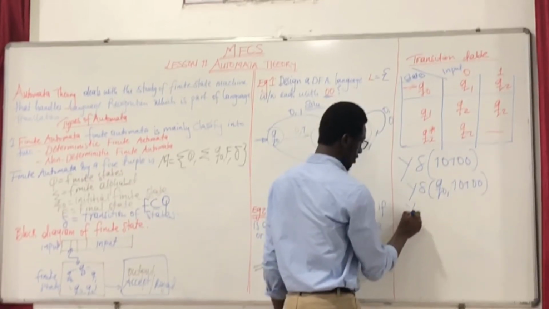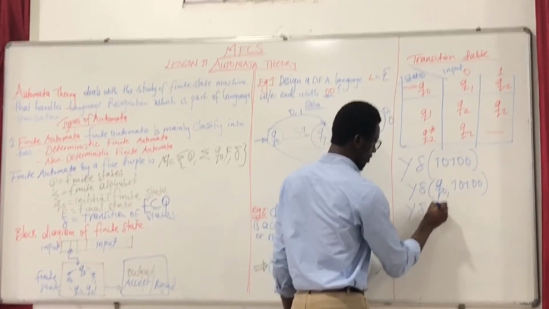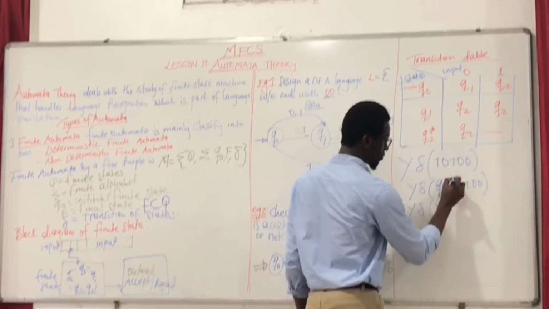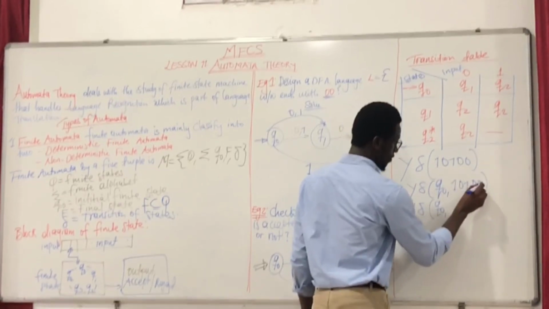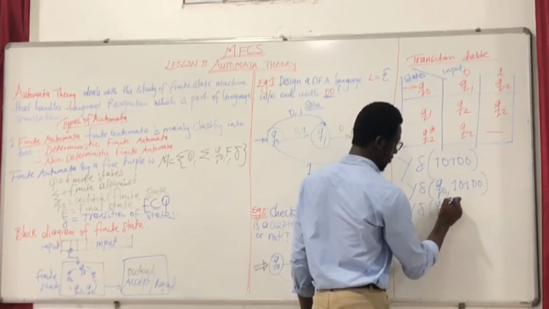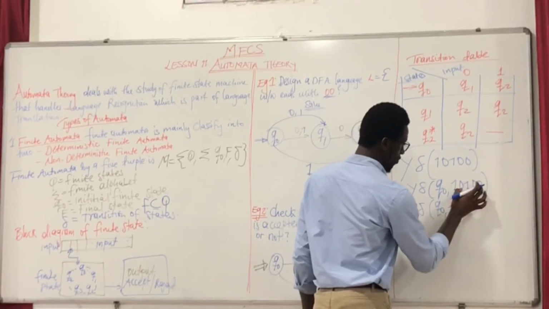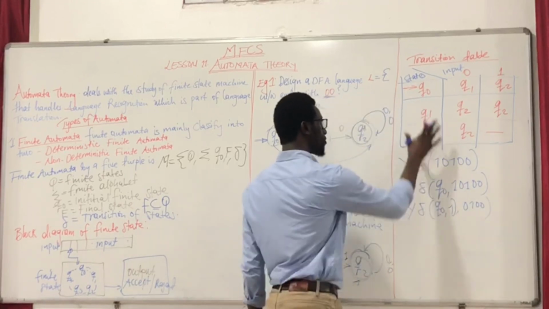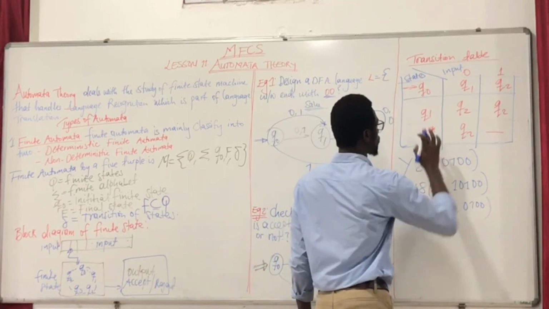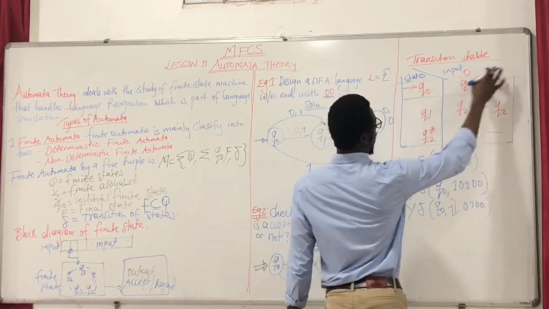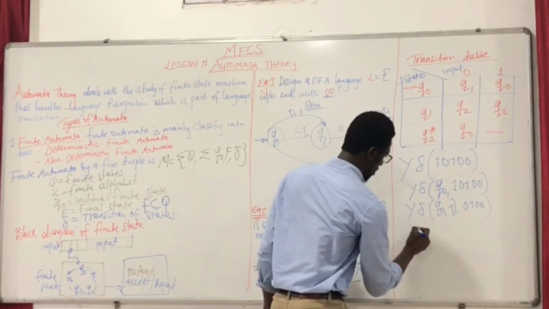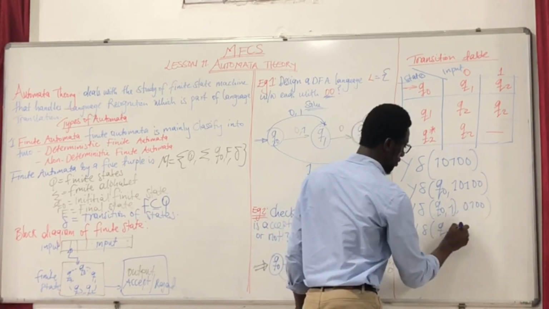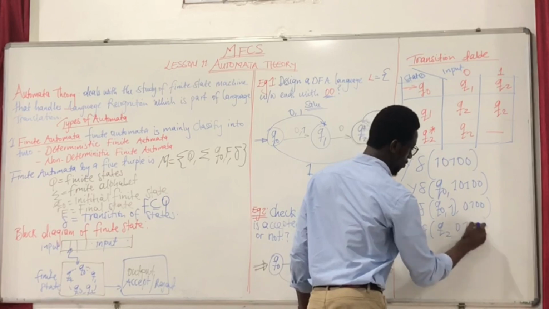So now we can transition. We say Q0. Q0 will take this first symbol here, Q0 1. Then the remaining is 0, 1, 0, 0. So we come to this state. Q0 1 is Q2. So now we say Q2, comma, we take the remaining 0, 1, 0, 0.